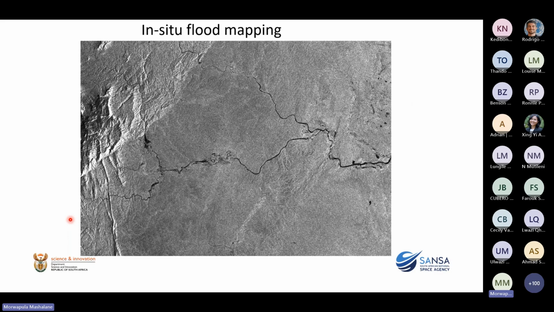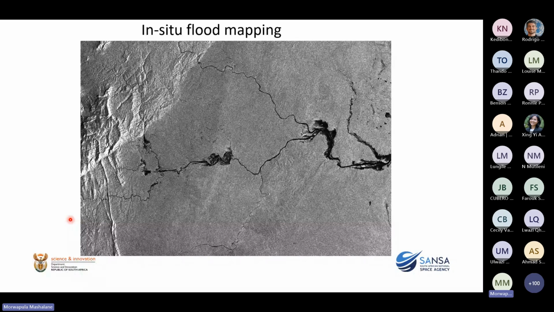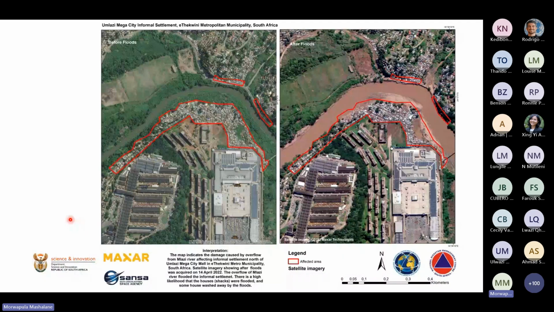And also we do in situ flood mapping, where we're using synthetic aperture radar data. It enables us to see or assess the flooding as it is happening, even when there is cloud cover. And then we can map the water overflow or water discharge from various rivers, and also advise authorities.